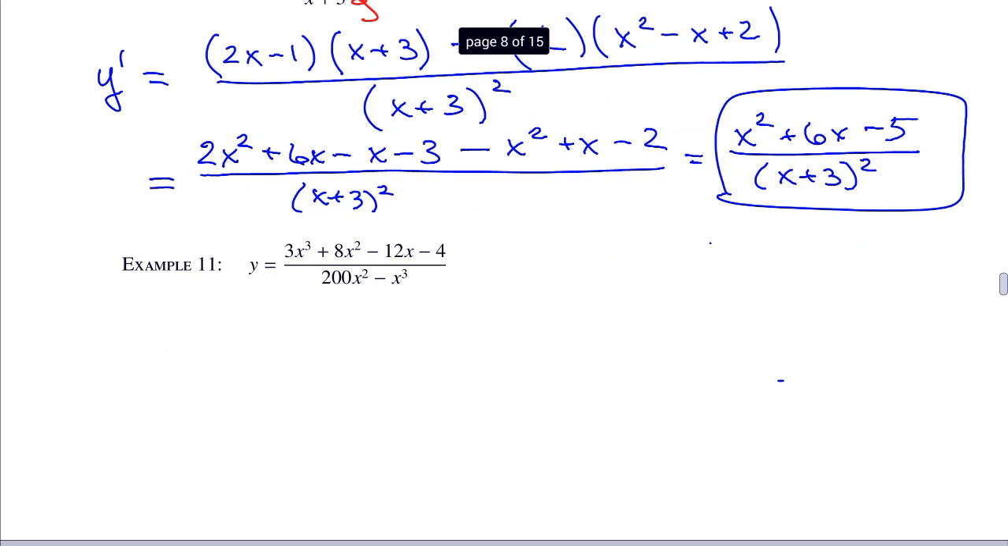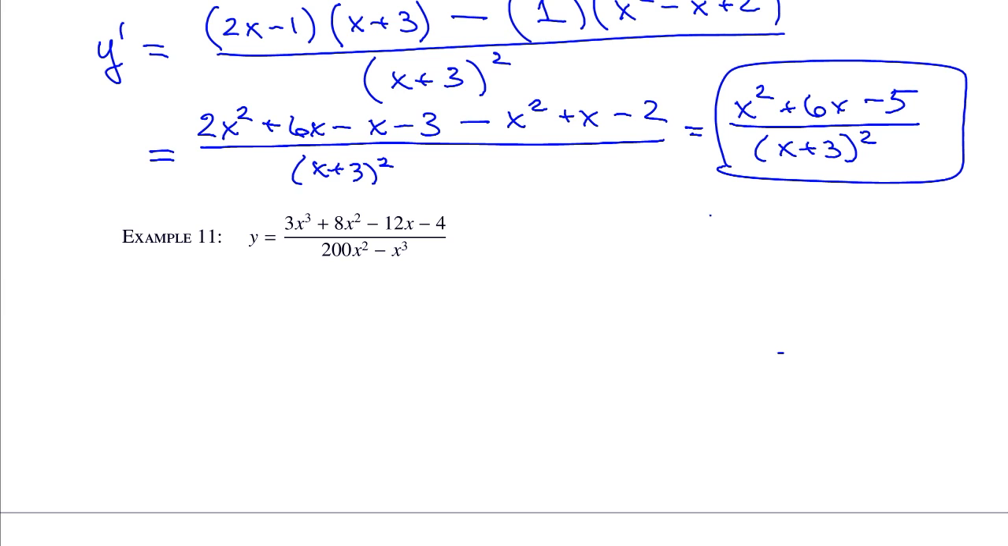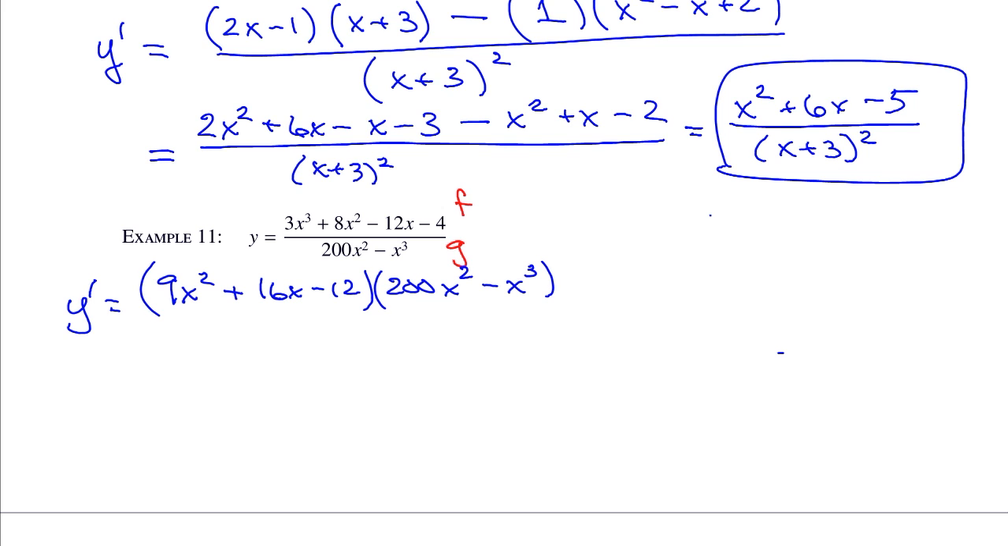All right, let's look at example 11. We're going to do this one. We're not going to simplify too many more of these. You just have to simplify them. I'm sure you can do that. So identify f and g. Take the derivative of f. So that's 9x squared plus 16x minus 12 times g, unchanged, minus the derivative of g, which is 400x minus 3x squared, times the numerator, unchanged.